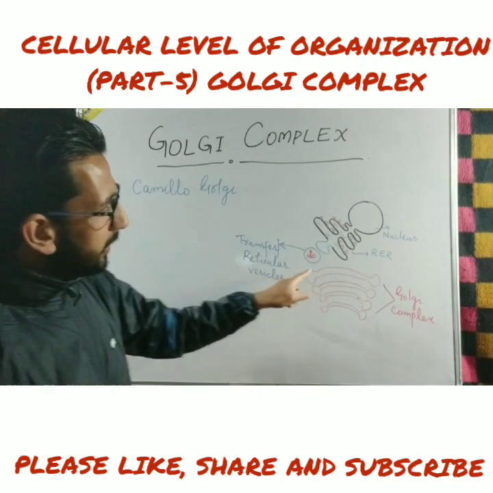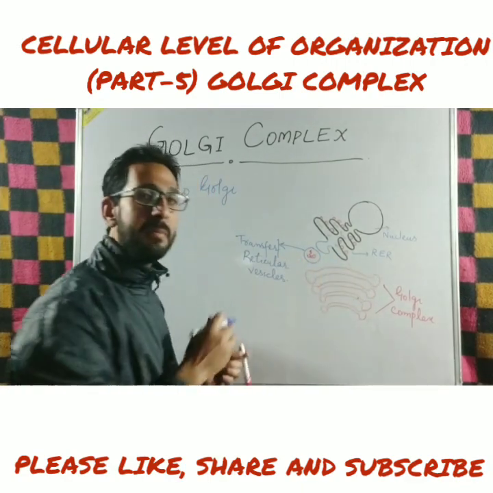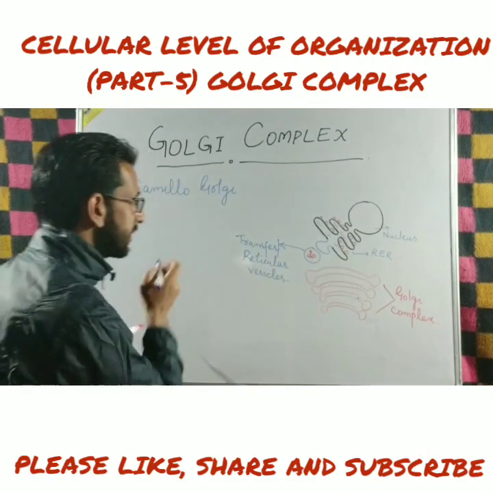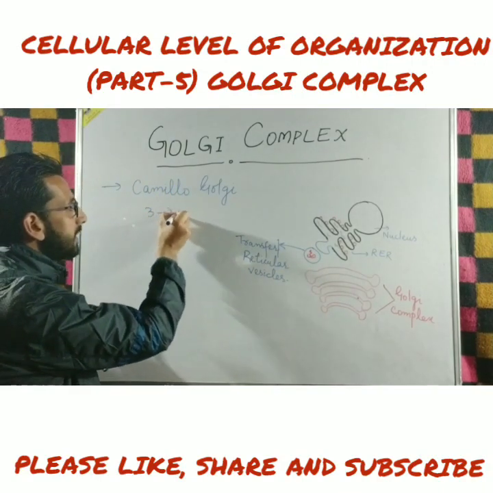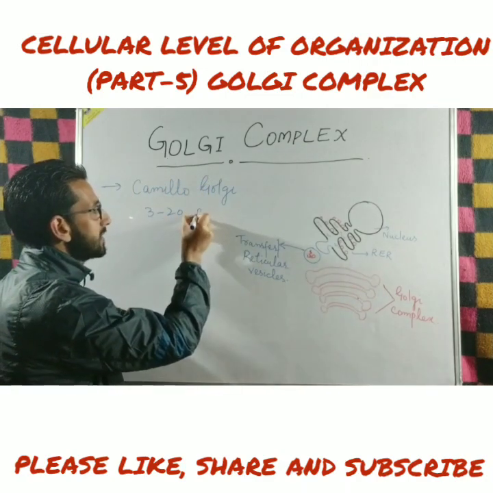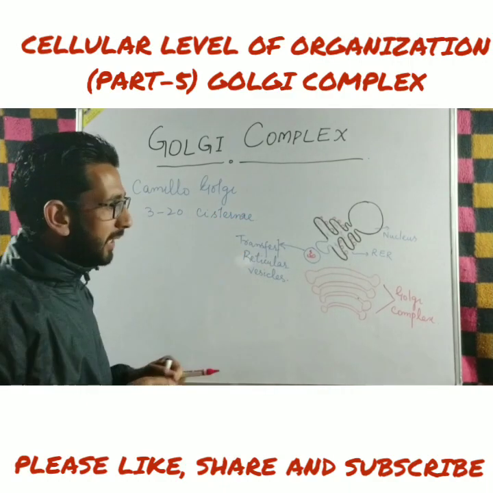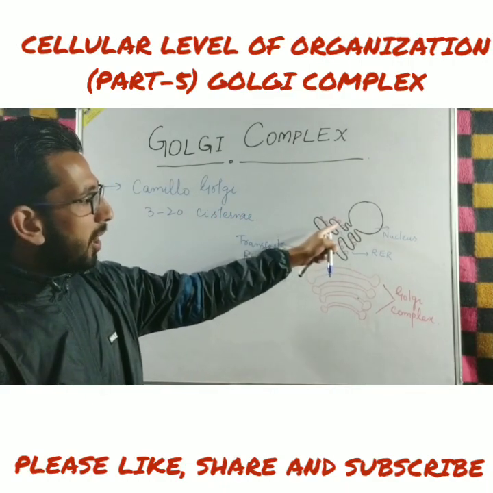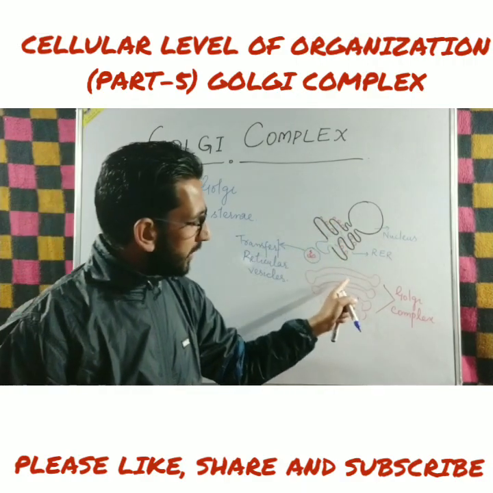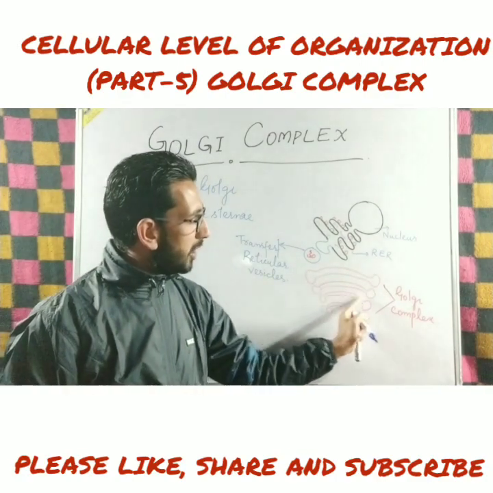Now this Golgi apparatus contains flattened membranous sac-like structures, and these flattened membranous structures are 3 to 20 in number. These flattened sac-like structures are called cisternae. Again, just like we called the tubular structures of the endoplasmic reticulum cisternae, here also in the Golgi complex, these flattened sac-like structures are called cisternae.